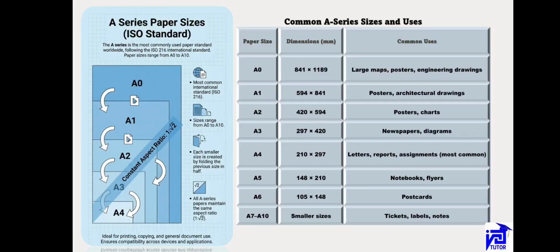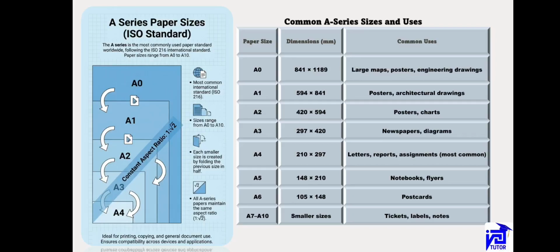So you either divide the long side into 2, which means you want to get the smaller paper, or you double, multiplying the shorter side by 2, which means you want to get the bigger size. I think you get the concept now.